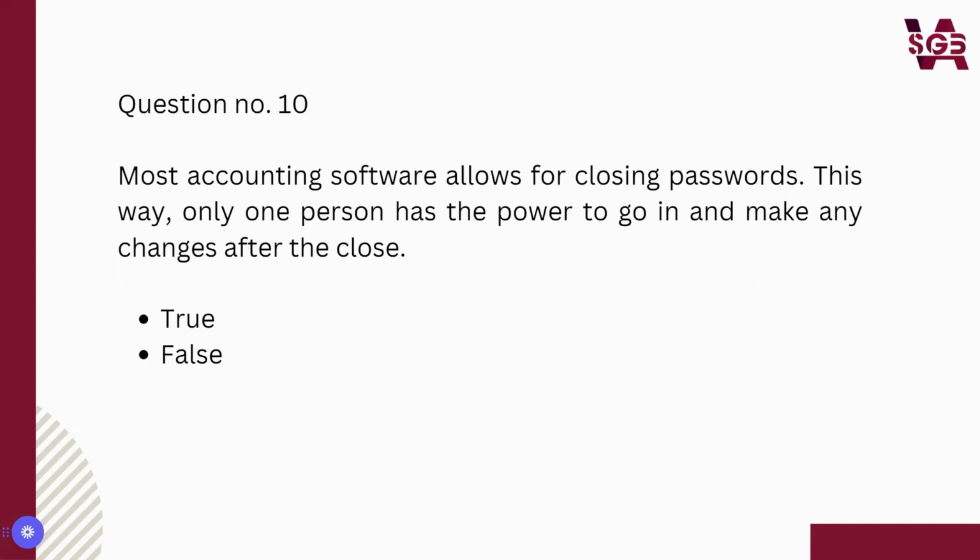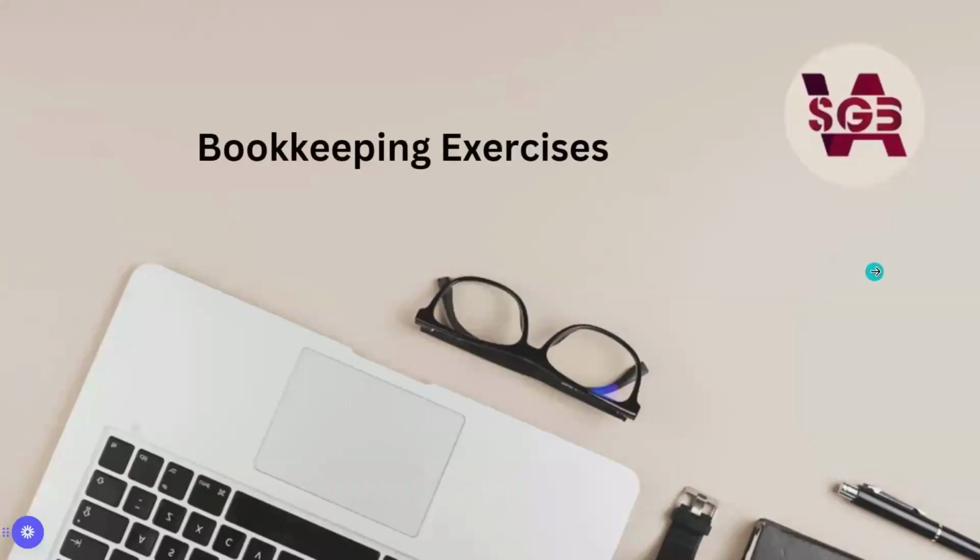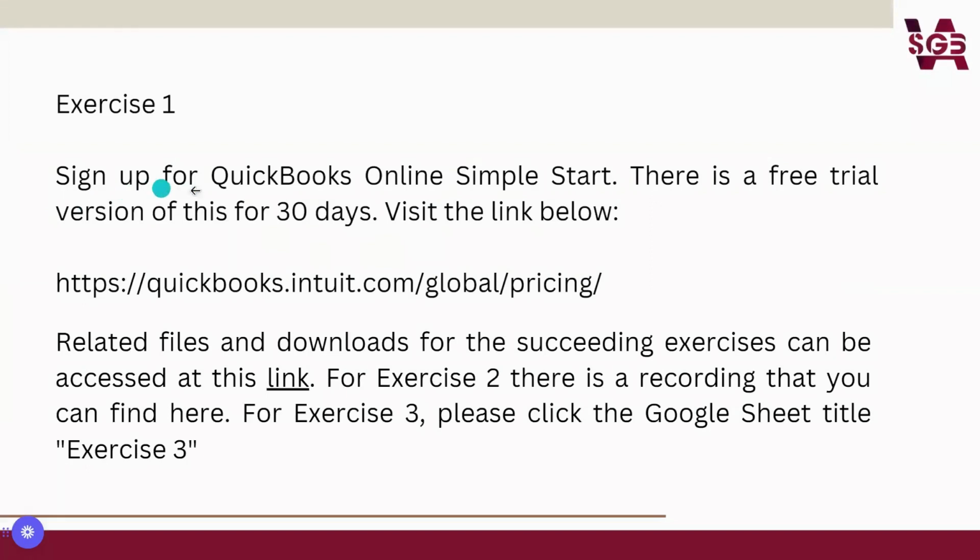Okay, all of the answers will be discussed on the next live Q&A. So let's move on to bookkeeping exercises. There will be 4 bookkeeping exercises, and for all of them, you need to follow the instructions. For exercise number 1, you need to sign up for QuickBooks Online Simple Start. There is a free trial version of this for 30 days. So again, as in our previous lessons, you need to visit the link below.